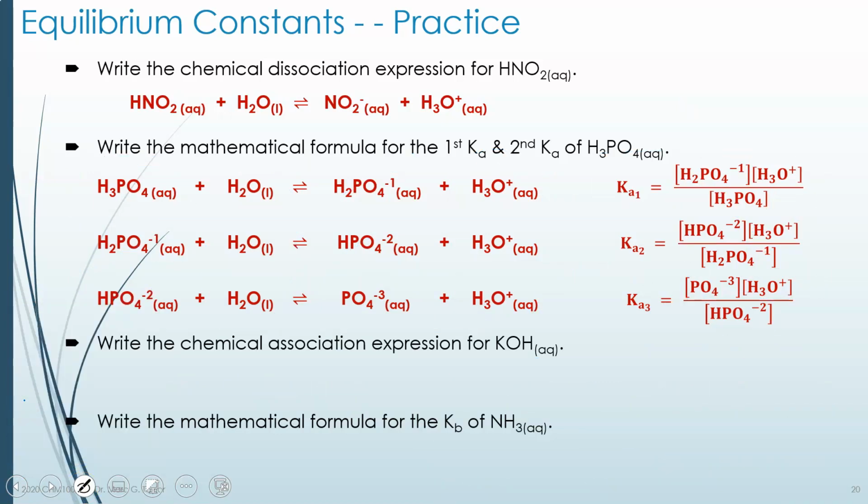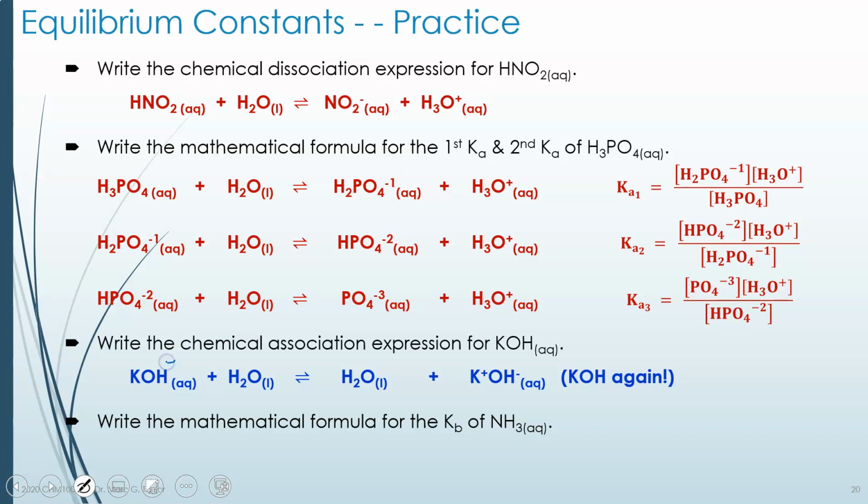Let's look at the last two expressions. These are relating to bases. One strong base, KOH, potassium hydroxide, and one weak base, ammonia. Well, the chemical expression for potassium hydroxide, again, you always start with the base and add water. If there's no other acid, water will do the trick. So KOH will react with water.